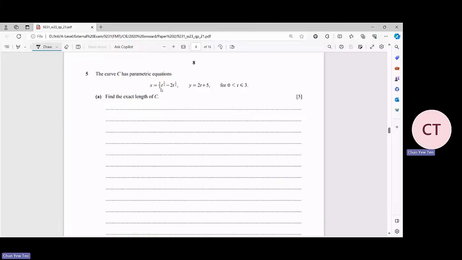Okay, now we take a look at question number 5. The curve C has the parametric equation given as follows. For t from 0 to 3, find the exact length of C. So to find the exact length of C, first of all, we will be using this formula: from 0 to 3, integrate the square root of (dx/dt)^2 plus (dy/dt)^2.